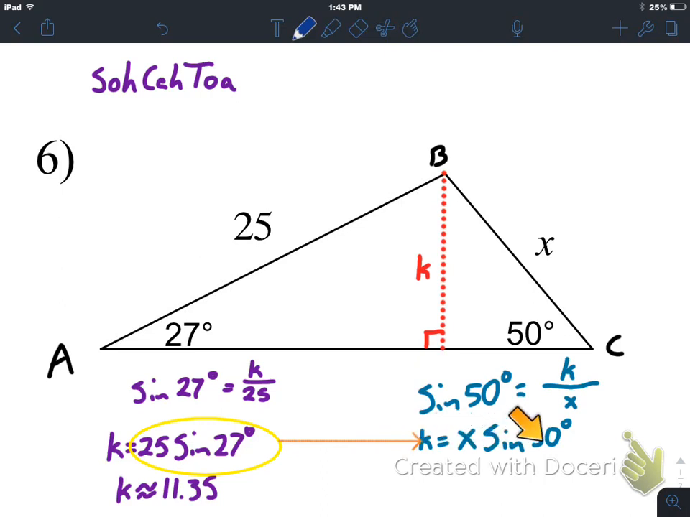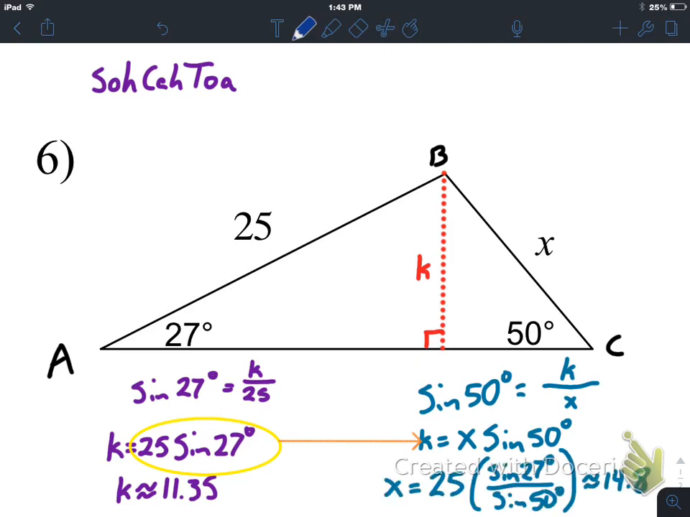And then, if I divide both sides by sine of 50 degrees, sorry, my recording stopped for a second, so I'm not sure where I left off. So, k equals x times sine of 50. And I could just substitute that in, divide both sides by sine of 50 degrees. That gets x by itself. And there I have that. I can plug that right into my calculator. 25 times sine of 27 degrees divided by sine of 50 degrees approximately equals 14.8.